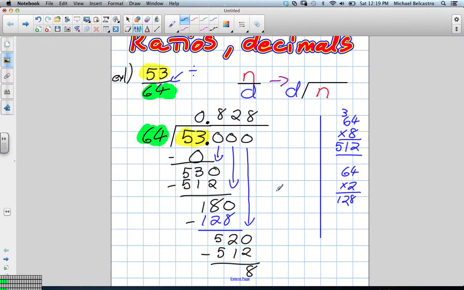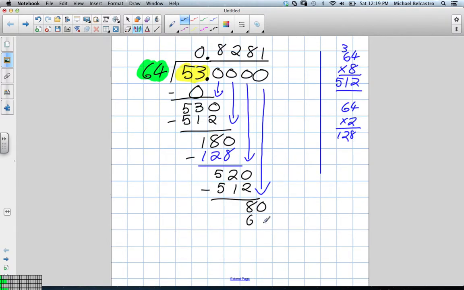We're going to have to zoom out a little to get this whole question. It's a big one. Okay. Bring down the next 0. What do we got? 80. 64 going into that? Yes. That's once, an easy one. Good. Which gives us 16. Okay. This one's going to go for a while.